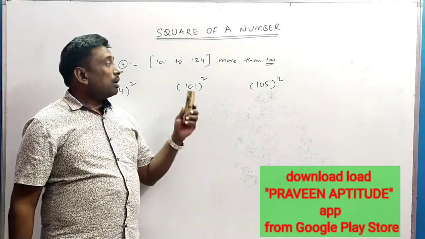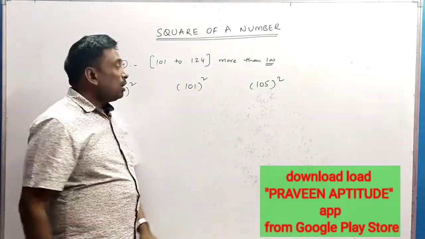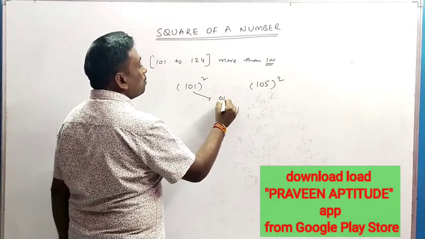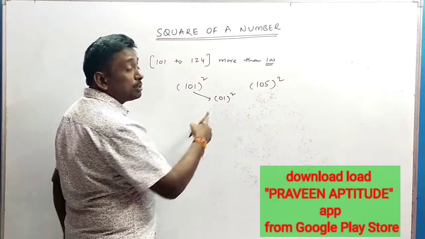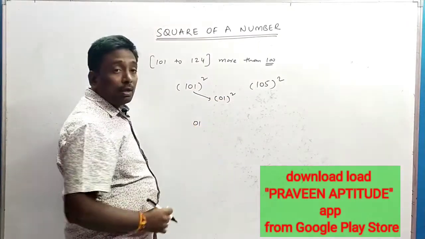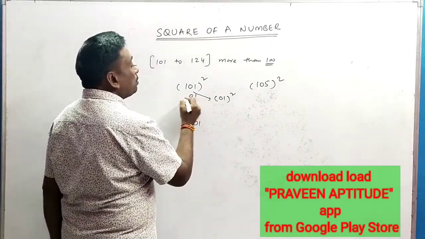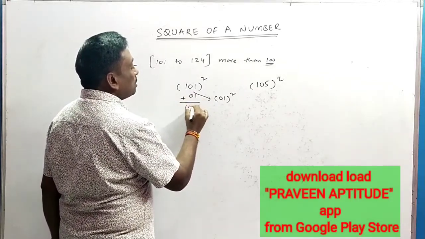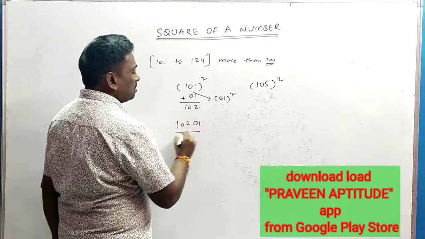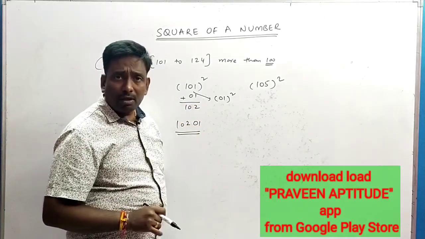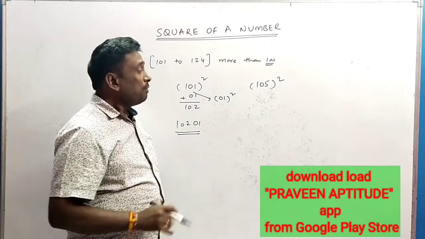Any number, now compare with 100. If you compare with 100, this is one more. Take 1 square. 1 square is 1. After that, this 1 is added to the given number 101. That result gives you 102 right here. This is very simple. Isn't it? Very simple.